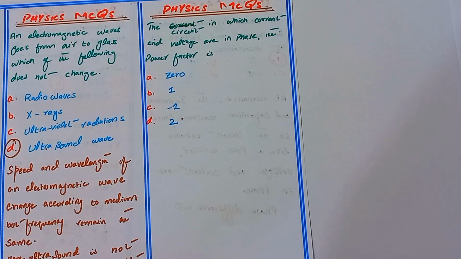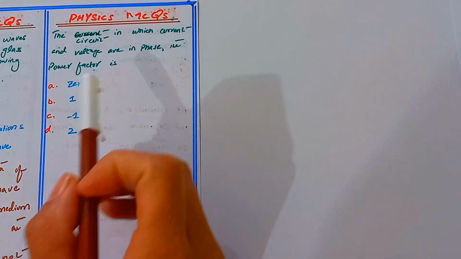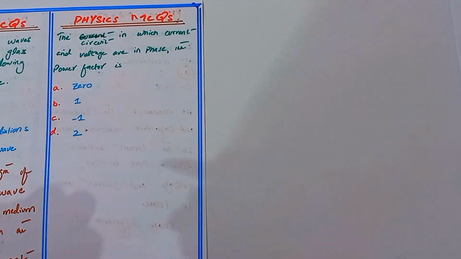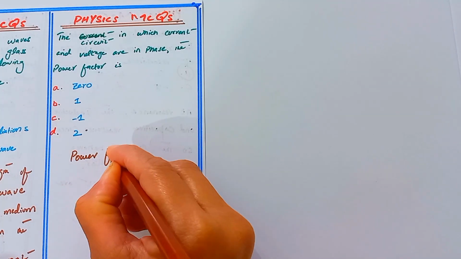Okay, now we discuss the last MCQ of the AC circuit. That is, the circuit in which the current and voltage are in phase, the power factor is 0, 1, -1, or 2. Okay, here we know that the power factor is equal to cos phi.